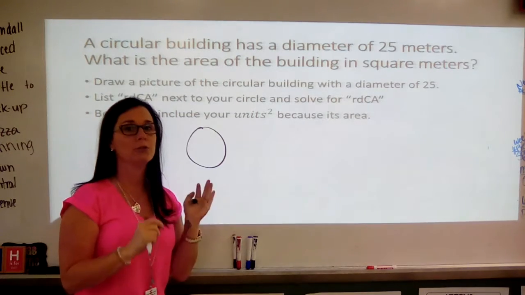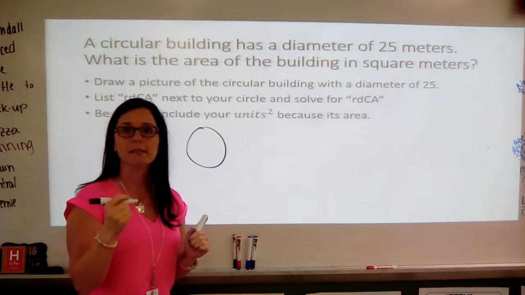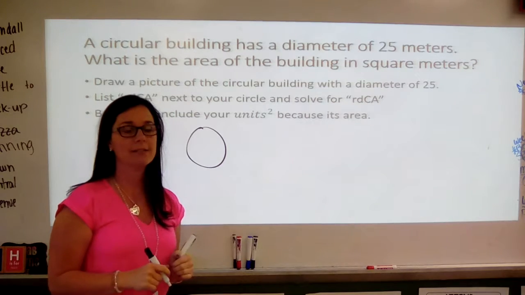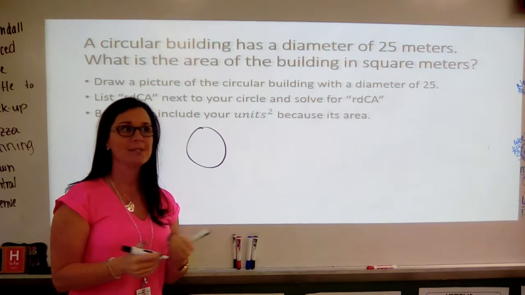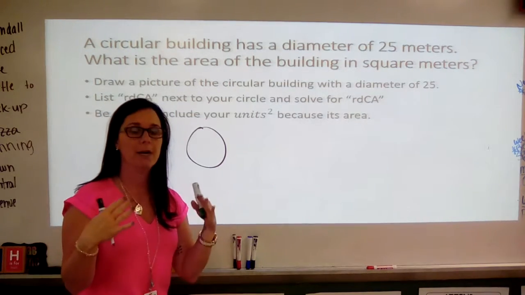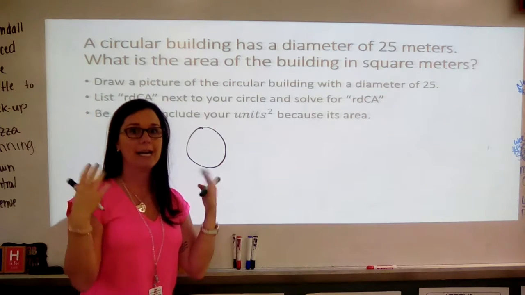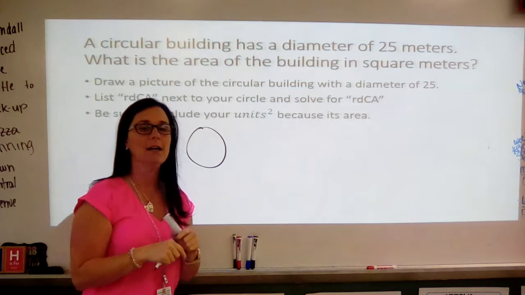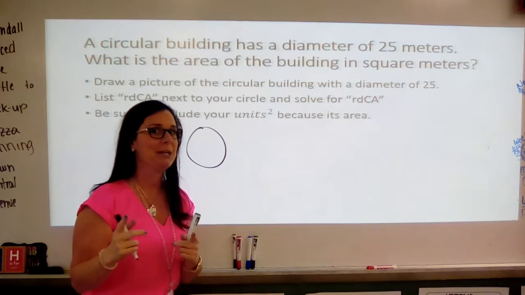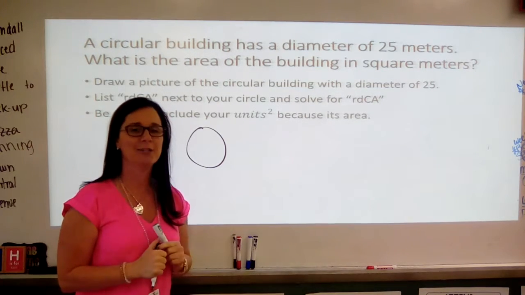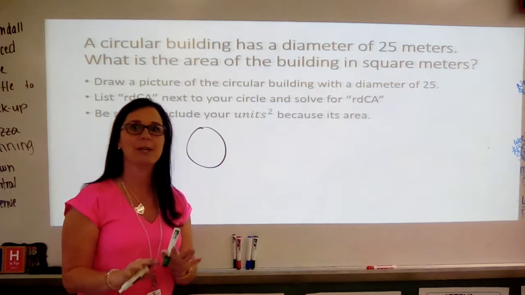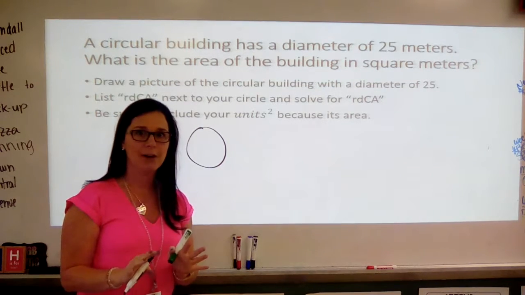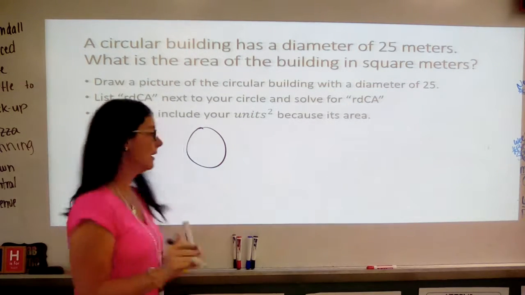So if you draw the circle, draw the diameter, list RIDCA or RDCA next to the circle, you'll see that your brain will kind of go into autopilot in terms of, okay, I have my diameter, now I'm going to do my radius, now I'm going to find the area. I know you think I'm just a crazy teacher telling you you need to write, but I promise that's the way it works. It is super helpful, so please, please, please try to do that.